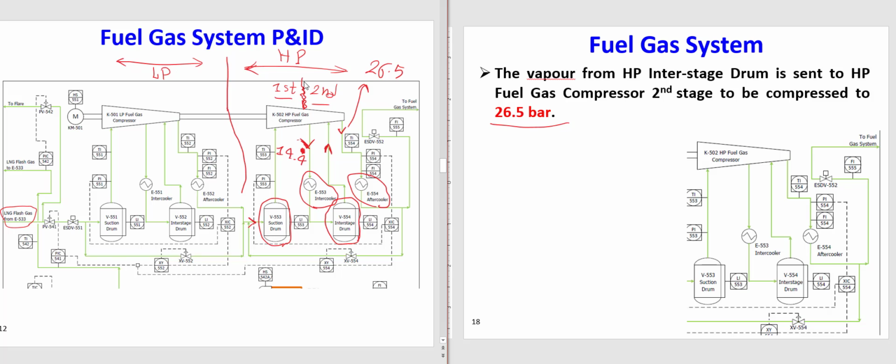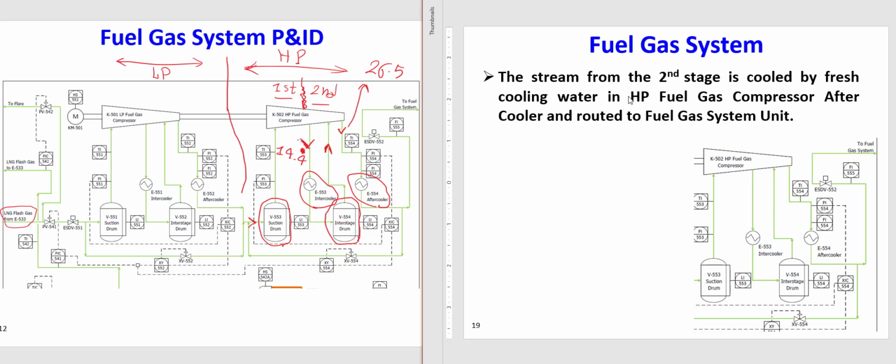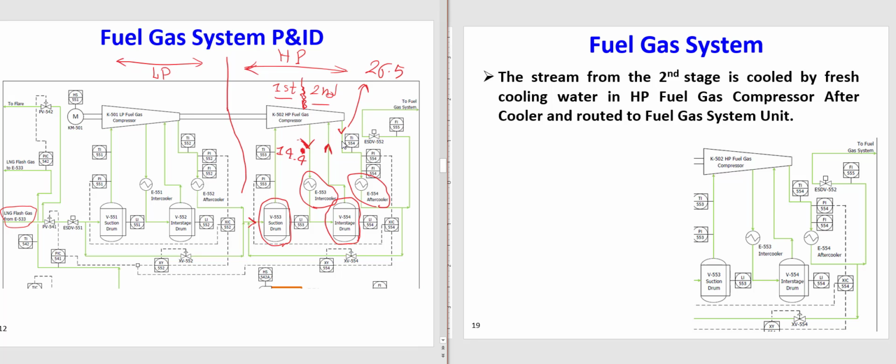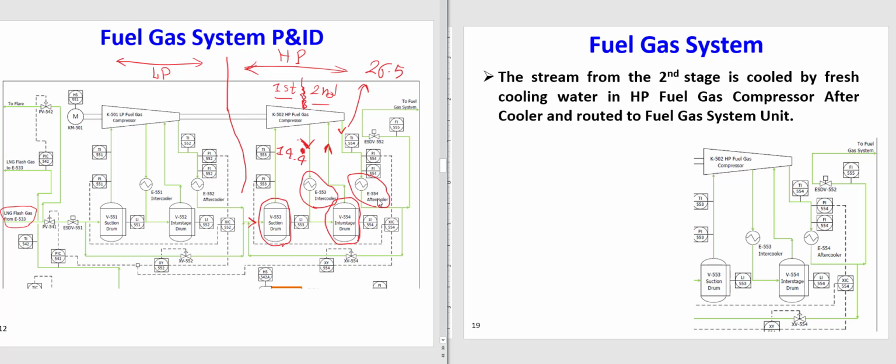Okay, and after that, it goes to an aftercooler, and then storage. So the stream from the second stage of the high pressure fuel compressor, from this part here, is cooled by fresh cooling water in the high pressure fuel gas compressor aftercooler. It means this one. So after the second stage, it goes to the aftercooler, and then it is sent to the fuel gas system, the fuel gas unit. Okay.